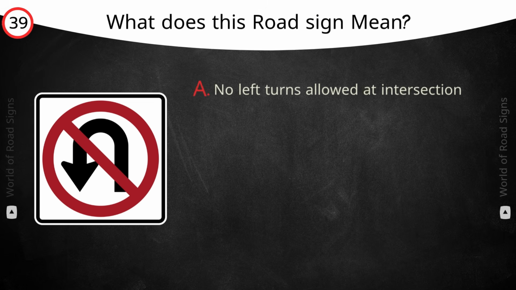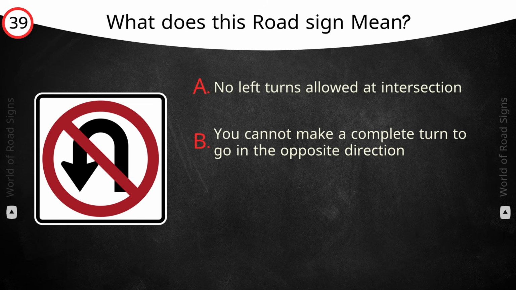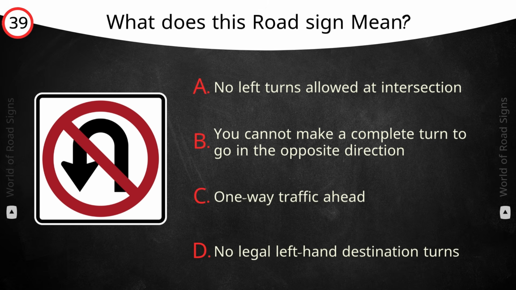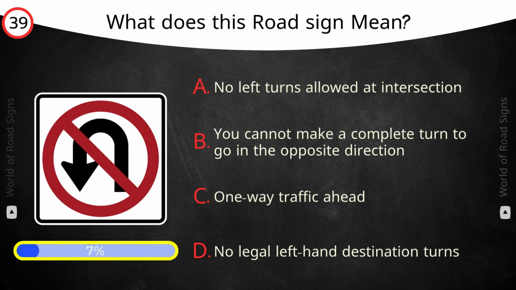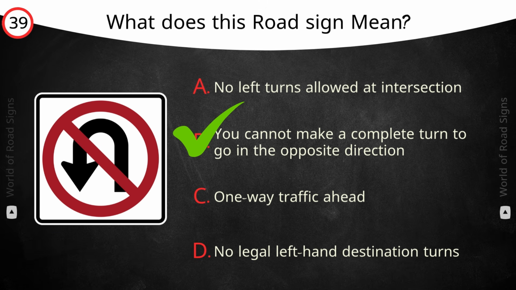Question 39. What is the message behind this sign? A. No left turns allowed at intersection. B. You cannot make a complete turn to go in the opposite direction. C. One-way traffic ahead. D. No legal left-hand destination turns. The answer is option B. You cannot make a complete turn to go in the opposite direction.